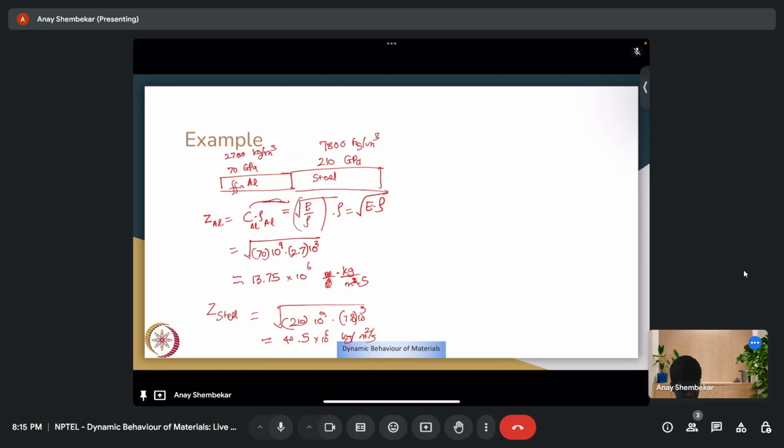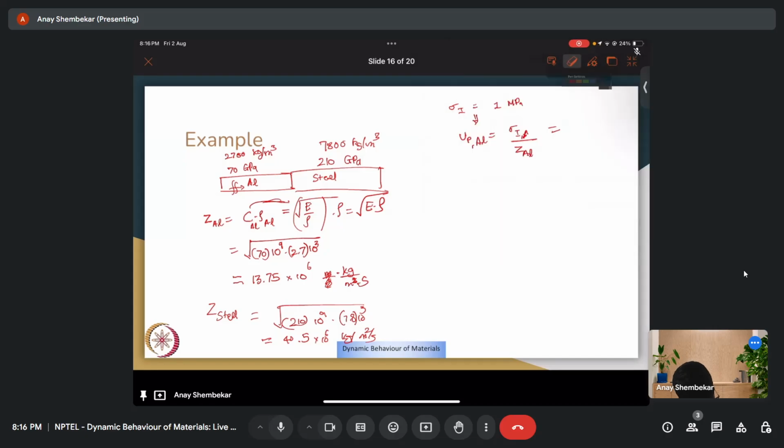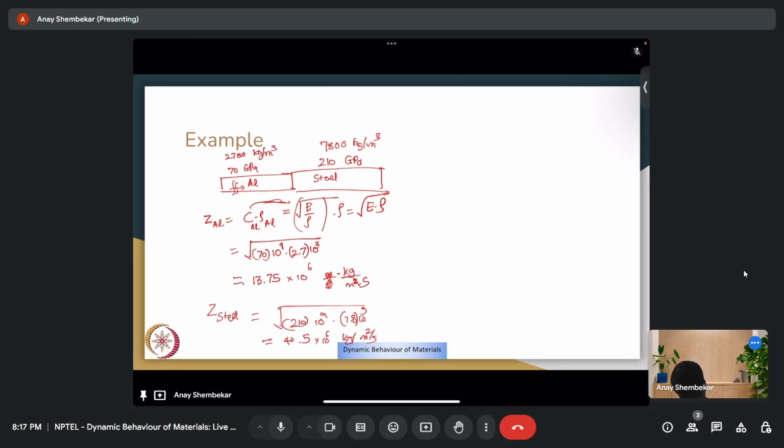So then, if a compressive wave is passed through a thin aluminum rod connected to a thin steel rod with the same cross section, what do we have is, we can see that, suppose sigma incident is 1 MPa, which means that U particle aluminum is sigma incident upon Z aluminum. So Z aluminum, Z steel.